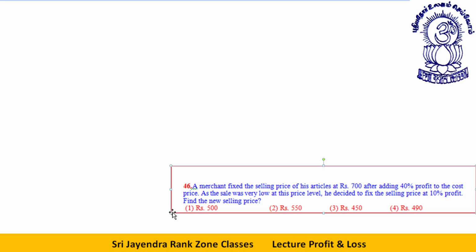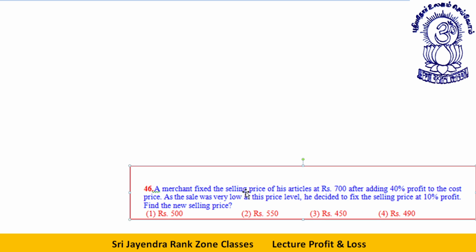Let me increase the size. A merchant fixed the selling price of his articles at rupees 700 after adding 40% profit to the cost price. As the sale was very low at this price level, he decided to fix the selling price at 10% profit. Find the new selling price.